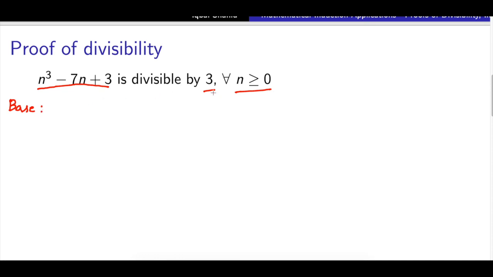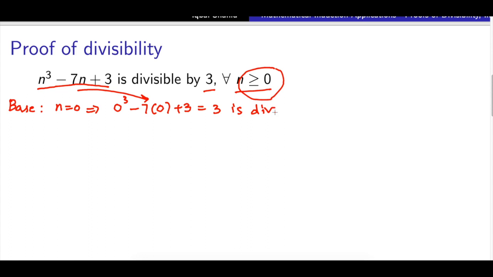So base step is what? What is the minimum value of n? n starts with 0. So n is equal to 0, which means 0 cubed. So we will put 0 here, right? So 0 cubed minus 7 times 0 plus 3, which is equal to 3, and which is divisible by 3.